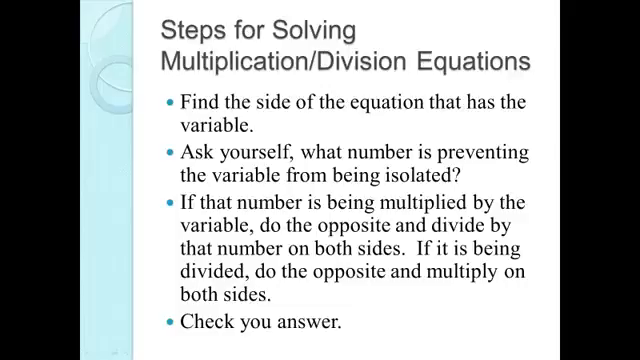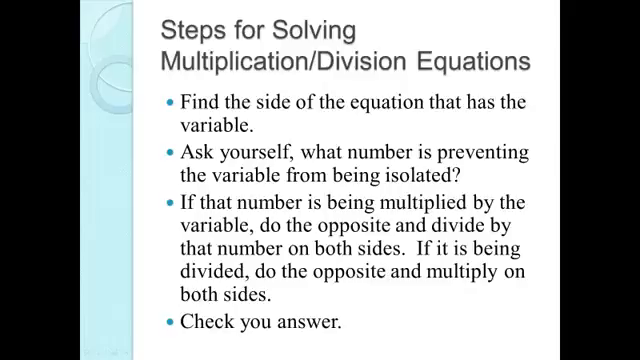Let's look at the steps for solving multiplication and division equations. The first step is to find the side of the equation that has the variable. Next, ask yourself, what number is preventing the variable from being isolated?